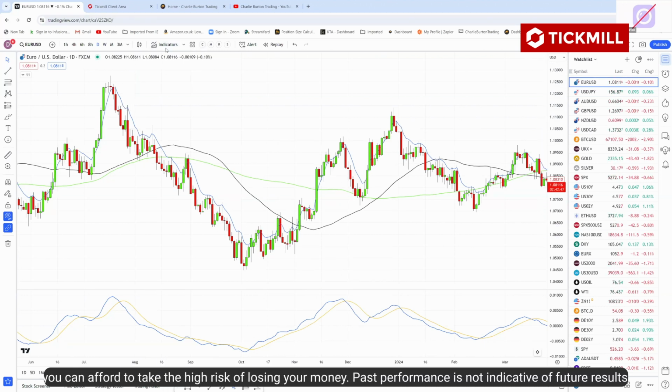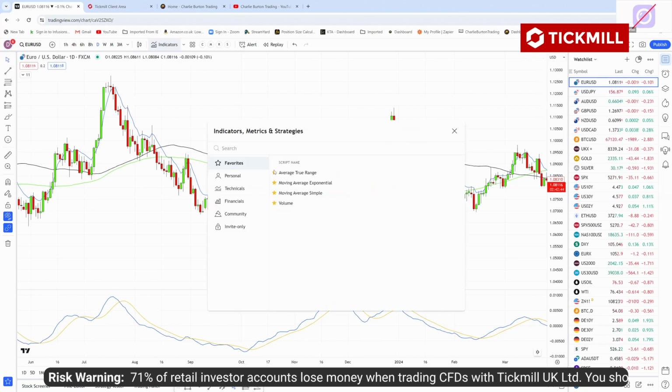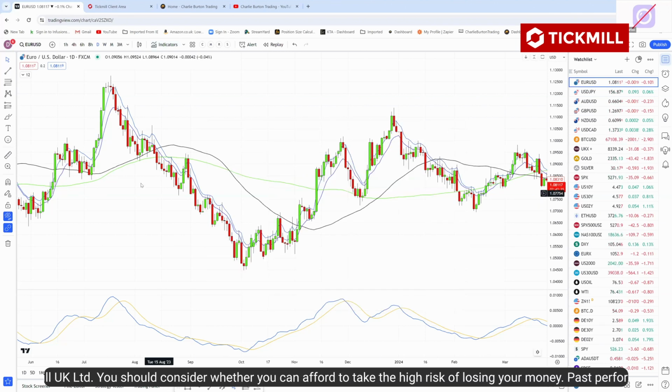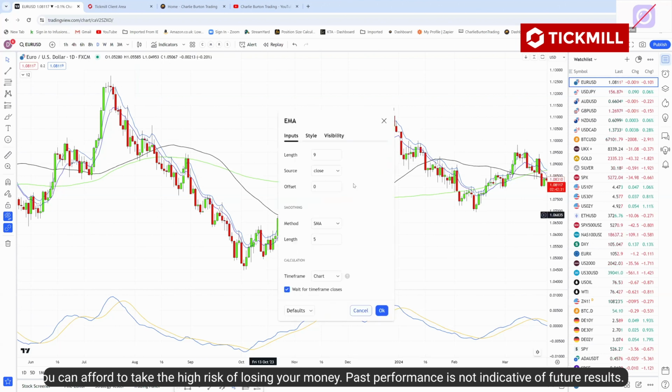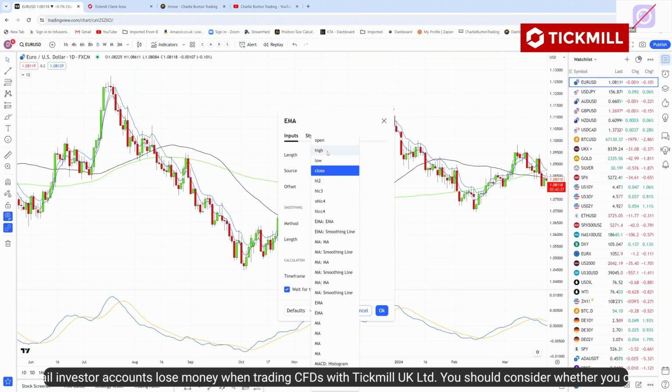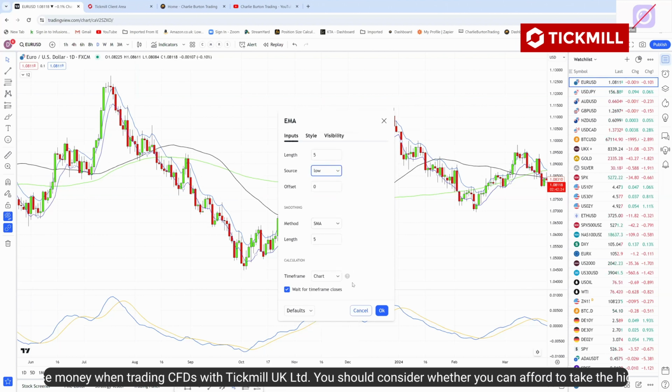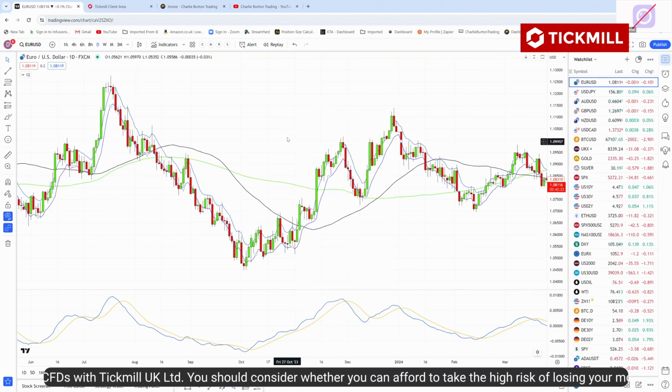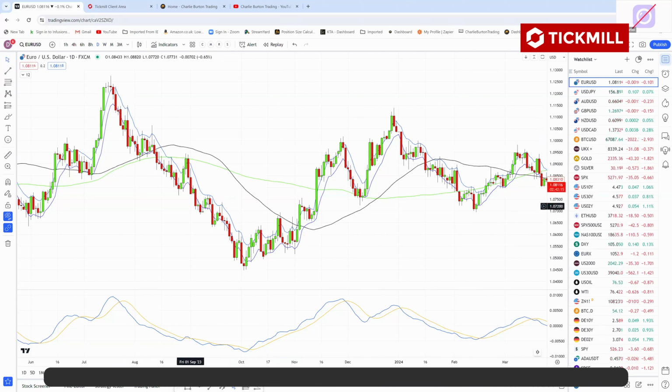Now I'm going to add another one. All charting packages will do this, MT4 will do this. So moving average exponential. These are the only exponential moving averages I actually use. All my others are simple. Change it to a 5, and change that setting to the low. There we go. So I've now got on my chart what I call my bands.